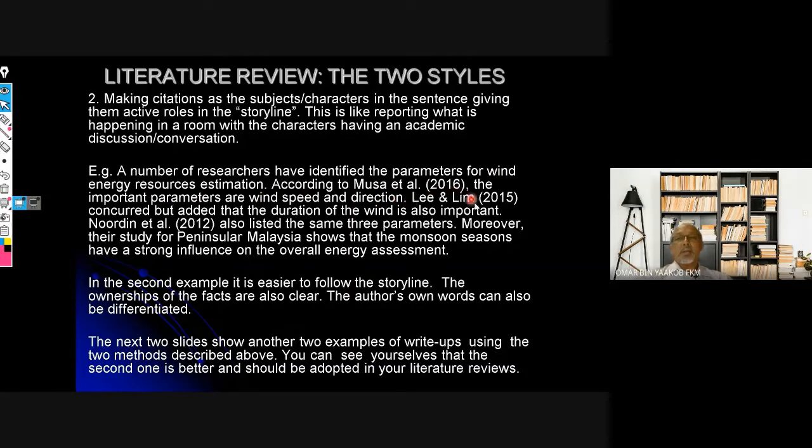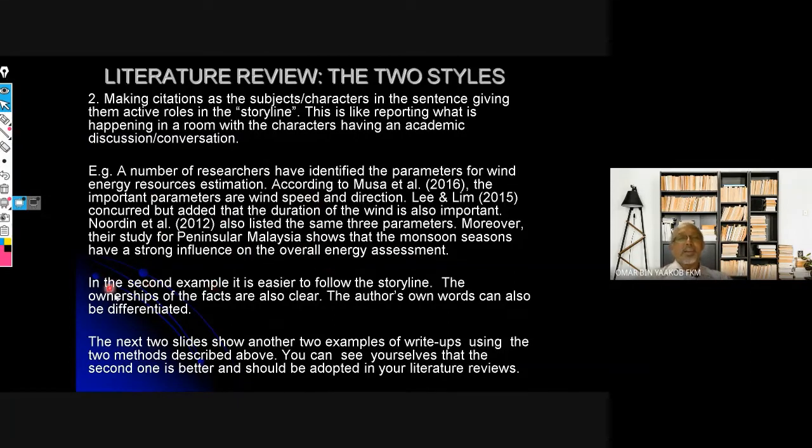According to Musa et al., the important parameters are wind speed and direction. Lee and Lim concurred, but added that the duration of the wind is also important. Nordin also listed the same three parameters. That's where they are similar. And Lee and Lim is similar here, but he had another one. Nordin agreed with the three. And then Nordin et al., the study on Peninsular Malaysia is not done by Musa and Lee and Lim. It's done by Nordin et al. And they are the ones who show that monsoon season has strong influence on overall energy assessment. So it becomes a story, like a short story.